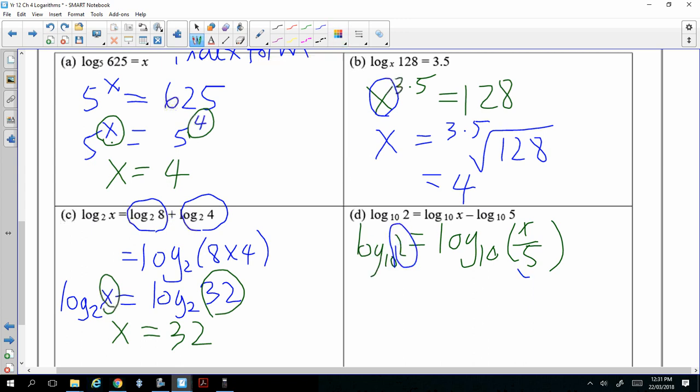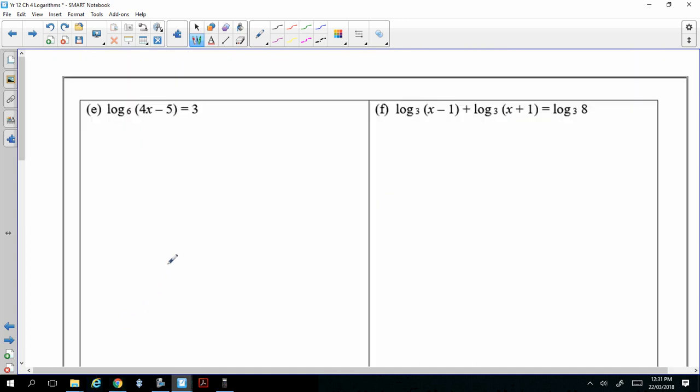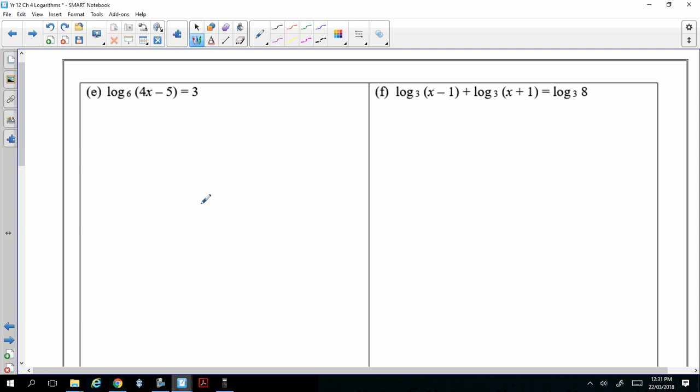Okay, one more page, then we're done. We've got some harder questions on the next page. So a log equation is very easy. Just turn it into index form. Write that in index form. 3 to the power 6. Index form. And then you just make x the subject.